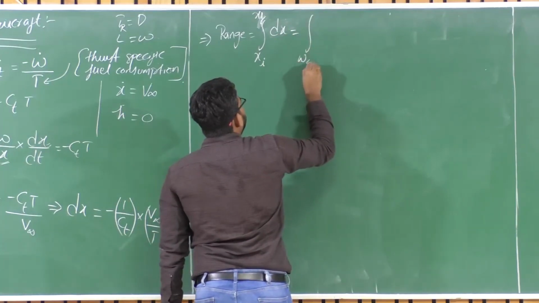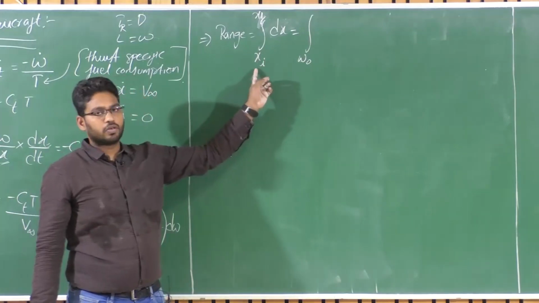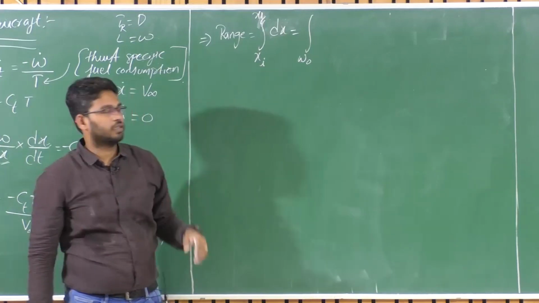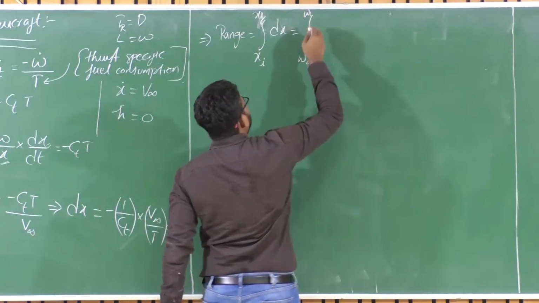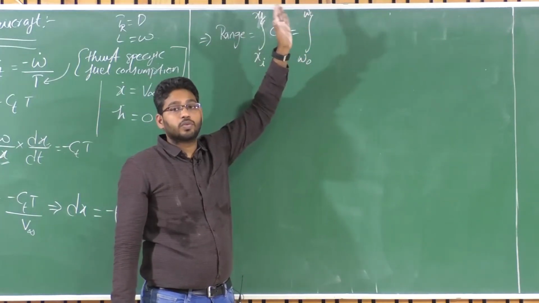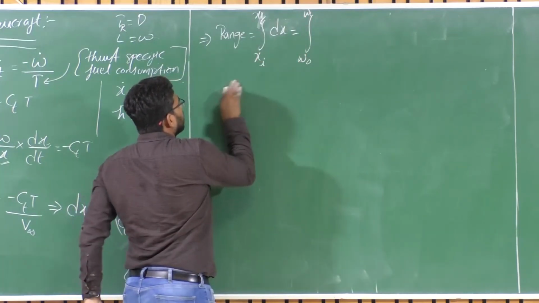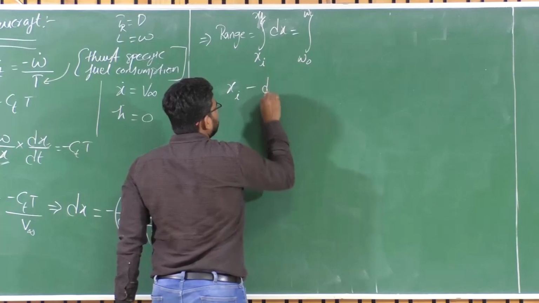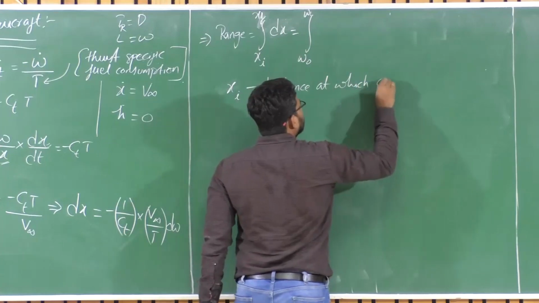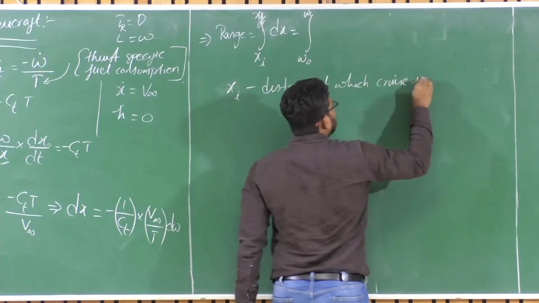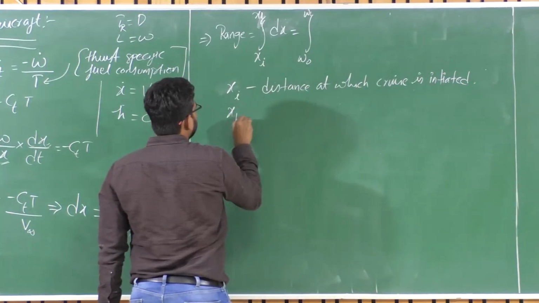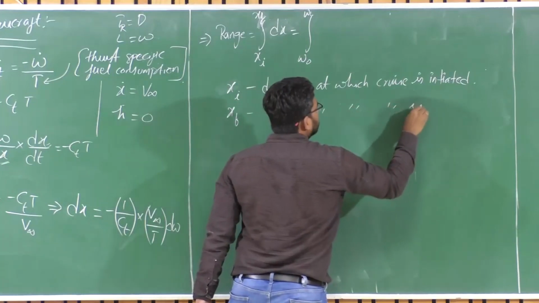So W naught talks about the fuel load at which cruise flight is initiated, and W1 is the fuel load after a certain time at which the cruise was ended. So I'll write xi as the distance at which cruise is initiated. So xf is the distance at which cruise is terminated.